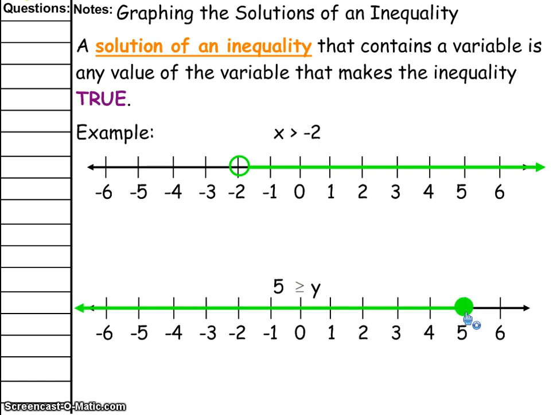solid circle. So here we have an open circle because we're not including negative 2. But since we can include 5, we're going to have a solid or shaded in circle. And then on our number line, we're going to shade in everything that is less than 5. Because again, to make this inequality true, this number for y has to be either equal to or less than 5. So here's the graph that shows this inequality.